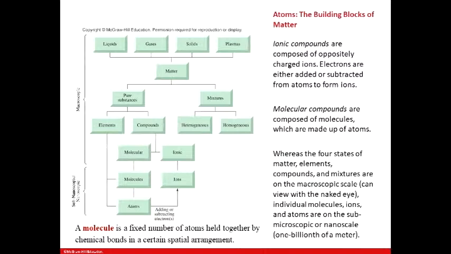So let's recap this. We have matter that exists in solid, liquid, gas, and plasma. This matter can be pure substances or mixtures. The pure substances can be elements and compounds. These elements and compounds come from molecular or ionic structures, from molecules and ions, which all come from atoms. The mixtures of matter can be heterogeneous, which can be easily separated.